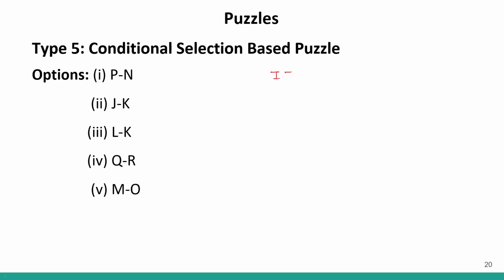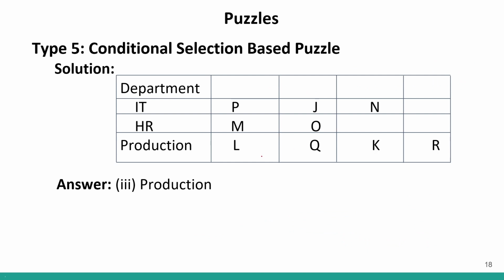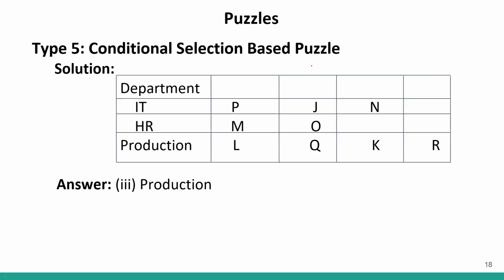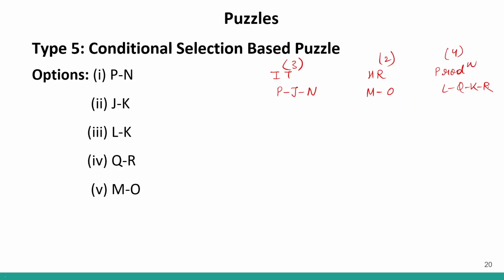So let me draw the final arrangement. In HR we had M and O, correct? In IT we have P, J, N, correct? And in production we had L, Q, K, R. So in production we had 4 people, in HR we had 2 people, and in IT we had 3 people. This was the arrangement. Let me recheck. Yes, in IT we had P, J, N, in HR we had M, O, and in production we had L, Q, K, R. So this was my final arrangement.